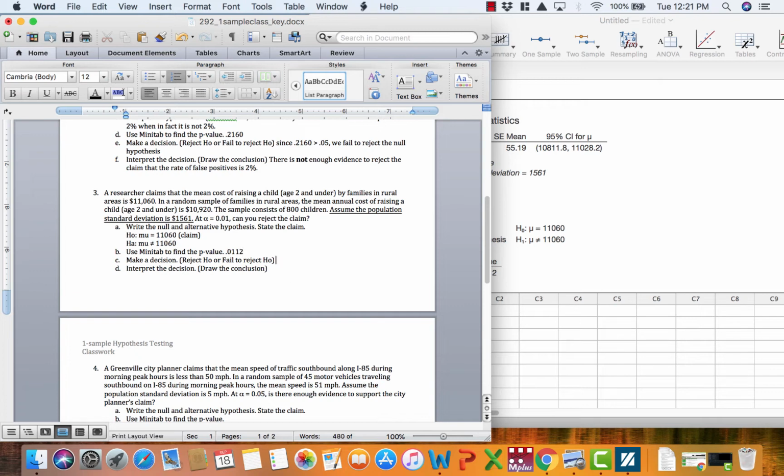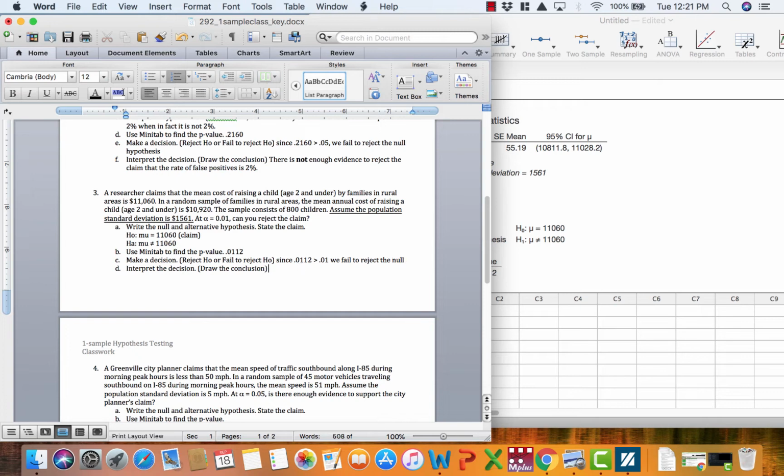And to make a decision, we want to think about how this compares to alpha. Now notice here alpha is 1%. All right, so I gave you a smaller alpha. So since 0.0112 is greater than 0.01, okay, because 1.12% is greater than 1%. So since the p-value is greater than alpha, we fail to reject the null.